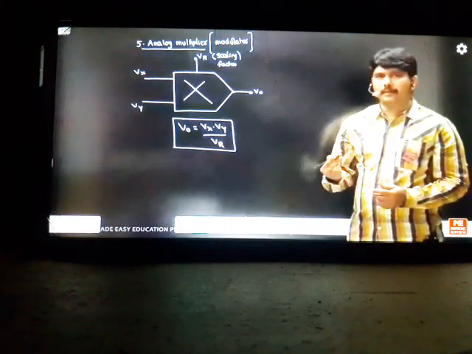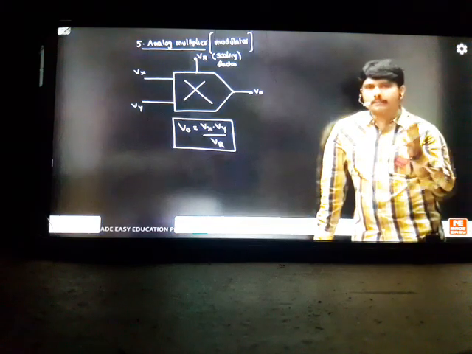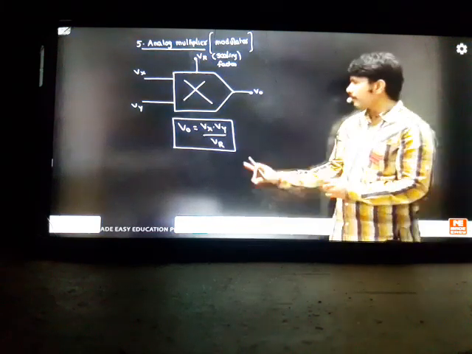Examiner will give Vx, Vy and Vr some values. You just find out this answer, Vx into Vy by Vr. I don't want to prove all these things, it will divert my syllabus. Just only the formula result is important here. So what is the reason to have a modulator?